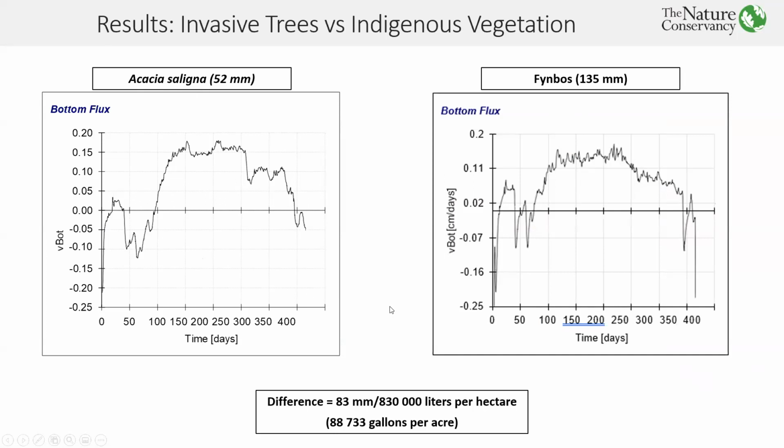And in terms of the downward movement of water, or this recharge flux, there's a significant difference between these two sites, between the invaded and the native vegetation area. And this difference was 83 millimeters of water over this annual period, which is about 830,000 liters per hectare, which is a significant amount of water. But I should also state that the invasives were quite dense in this area, and this environment is not water limiting, so the trees had readily access to available water.